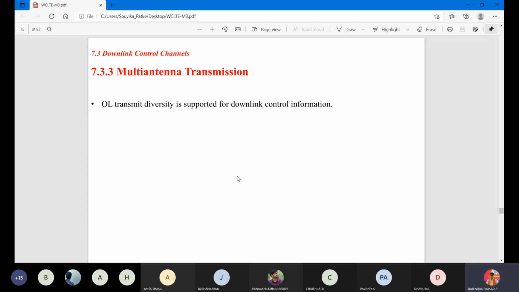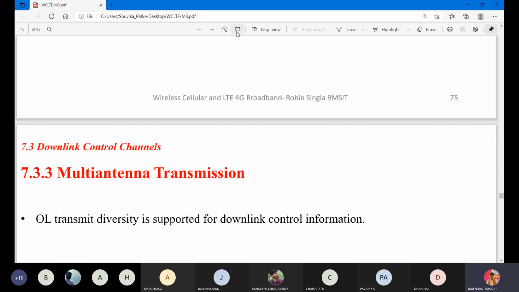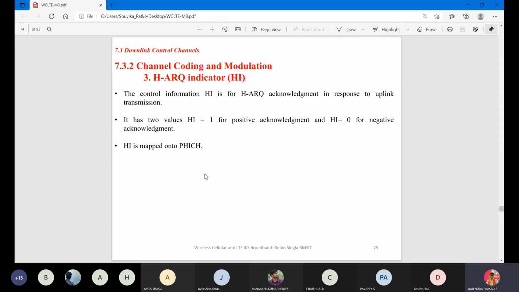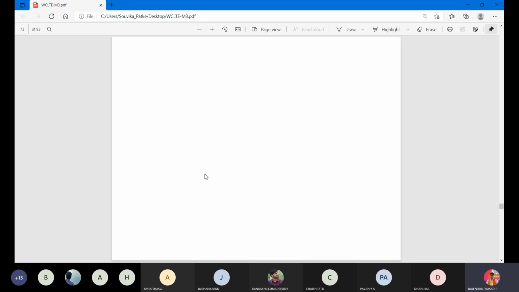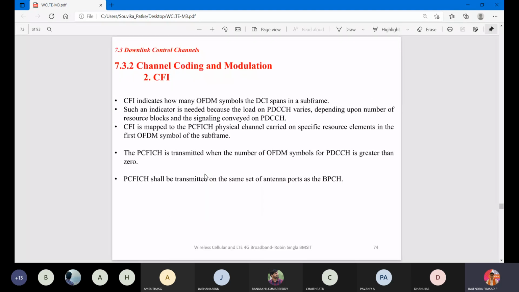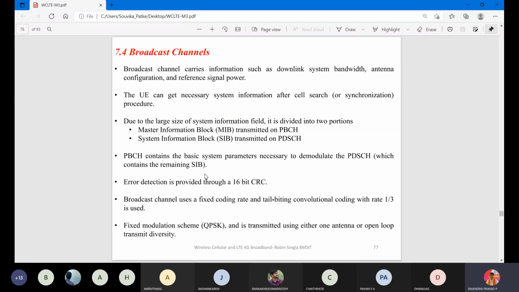So previously we had a discussion on the control information and the multi-antenna transmission type, right? We had discussion about the different control information like DCI, CFI, as well as the HARQ indicator, which is HI. So the next part will be a discussion of the broadcast channel as well as the multicast channel.